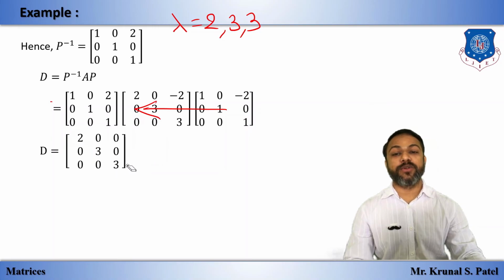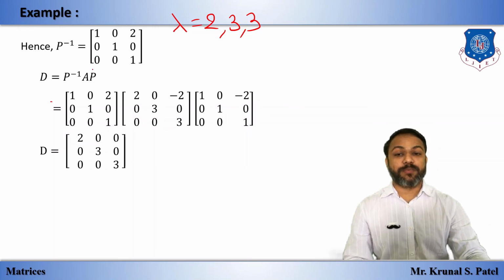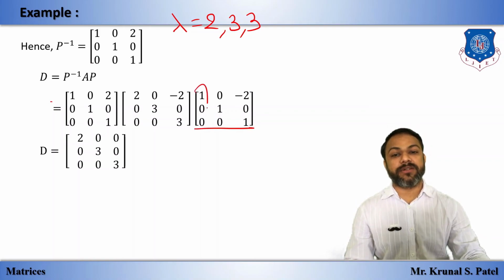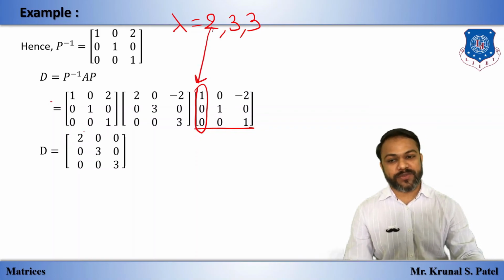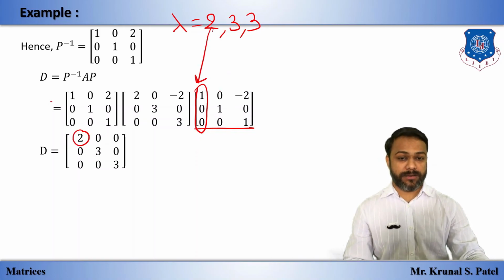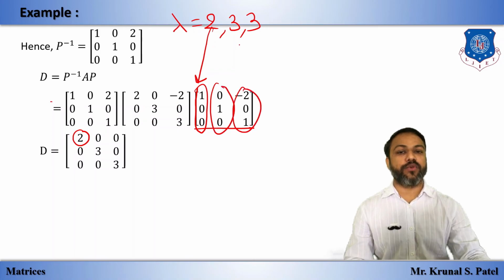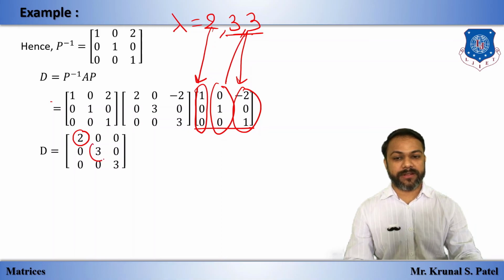But you have to keep one thing in mind. In matrix P, we have written the first eigenvector for lambda equal to 2. That's why this is 2. And the rest of the two vectors are for lambda equal to 3, 3. So we have written 3, 3.